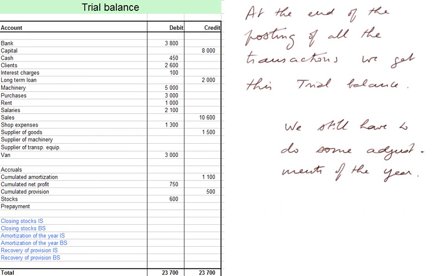When this is done, we reach the following trial balance at the end of the posting of all the transactions. But we still have to do the adjustments of the year. So these are all the figures, that is the balances of all the accounts after all the posting, and there remains to be done the adjustment of the year.